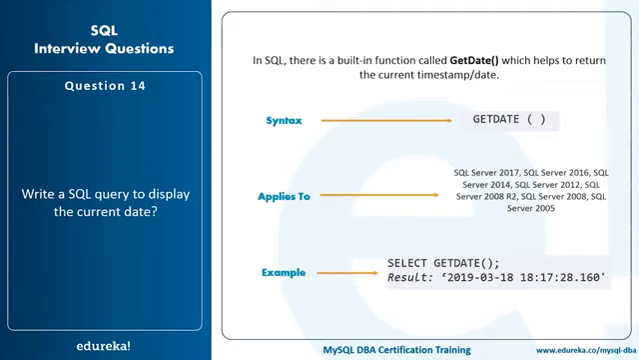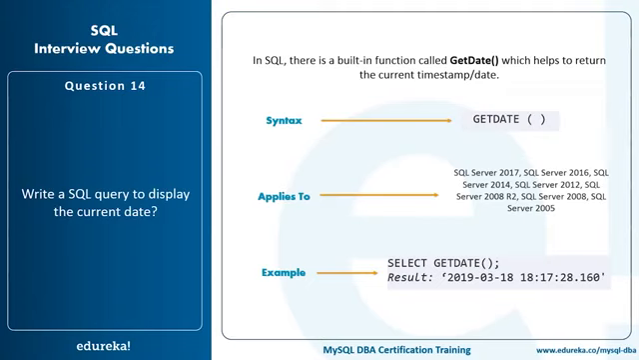Now in SQL, to display the current date, we have a function known as GETDATE. With the help of this function, you can return the current date and timestamp. The syntax of the function is really simple. It's just GETDATE, and it applies to SQL Server 2017, 16, 14, 12, 2008 R2, 2008, and 2005.